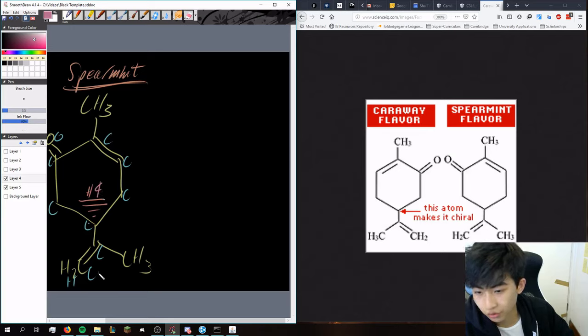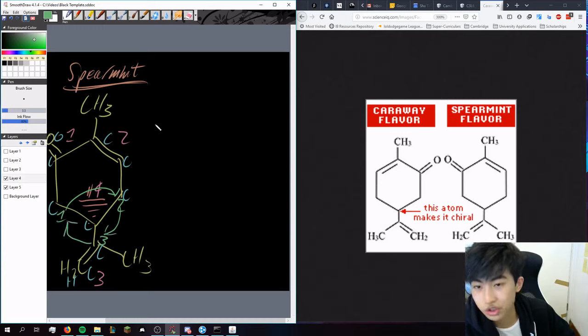Then we have 3 here, 2 here, and 1 here. Now if we just draw this straight off the branches, connecting it to the carbon atom, we have 4 here. Now 1, 2, 3 in the 3 directions. Now once again we go 1 to 2, 2 to 3, 3 back to 1.